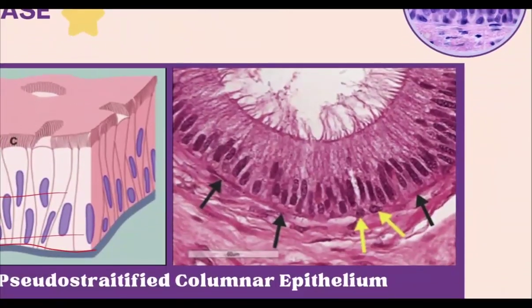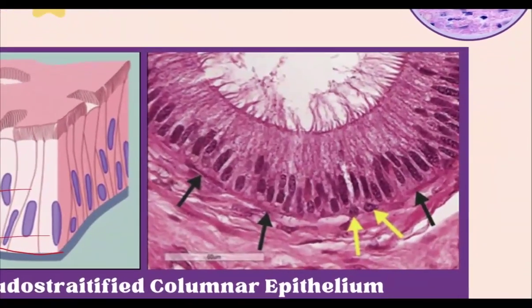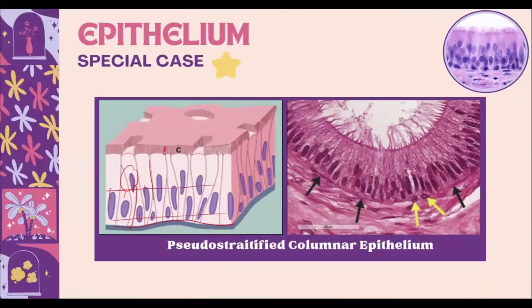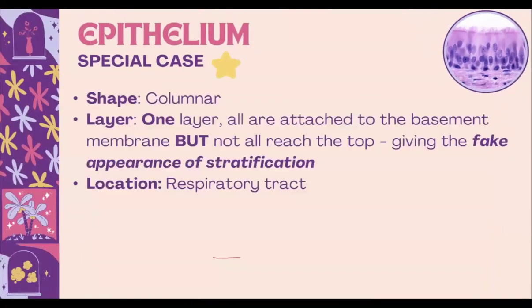Now for the histology image of it, again, it looks very messy. This one definitely looks like it could be multiple layers, but if you trace it down here, it's all coming to the same basement membrane. And again, it has a lot of cilia. So pseudostratified columnar epithelium. Yeah, and these are mostly found in your respiratory tract.